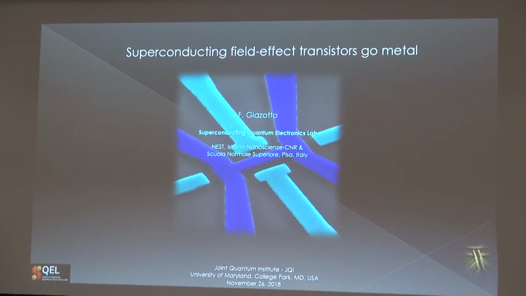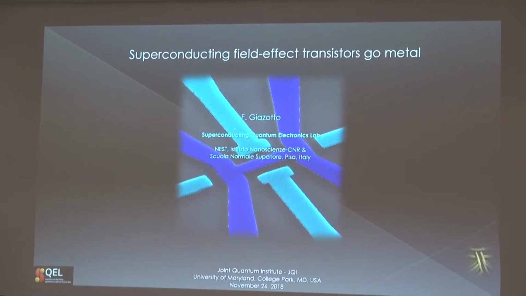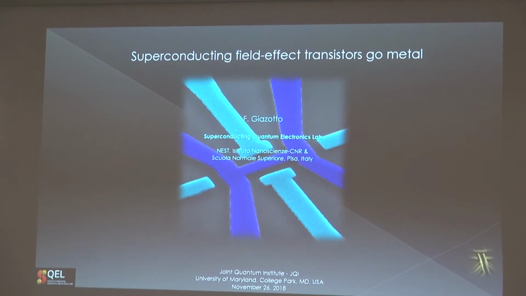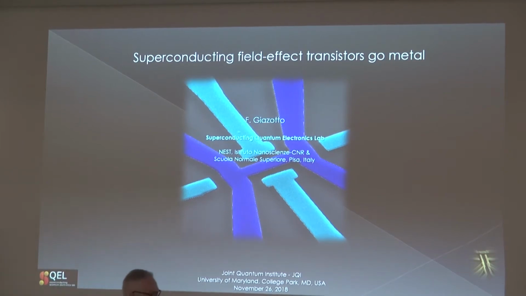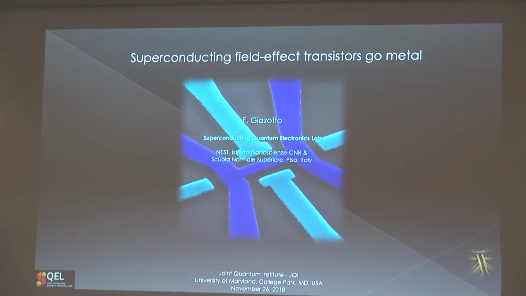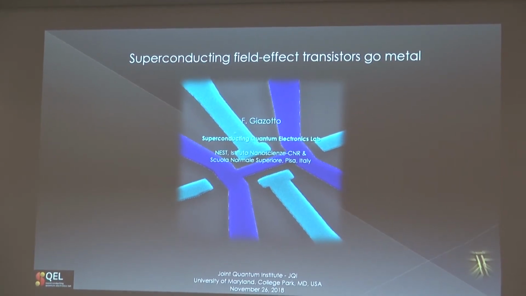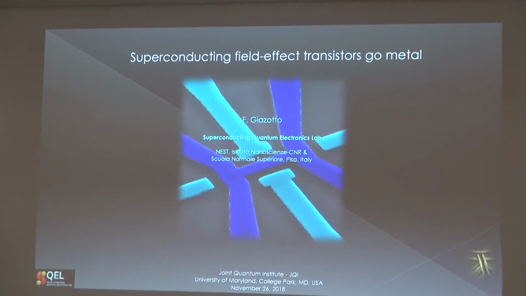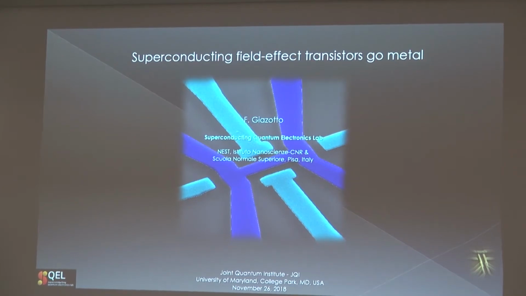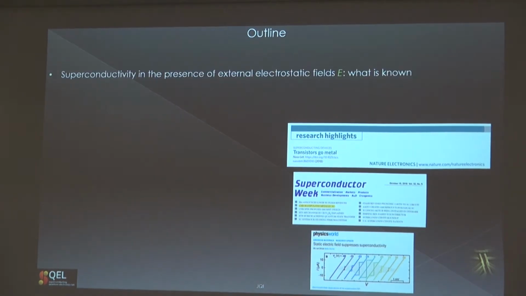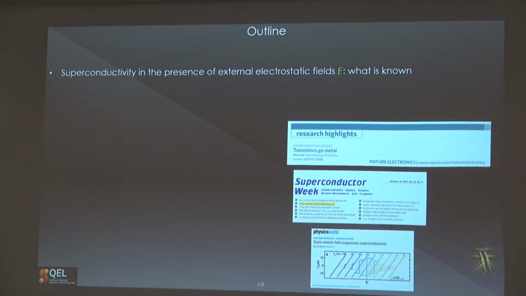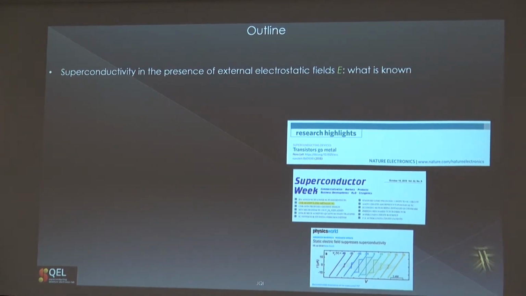So, in this talk, I will discuss the possibility to achieve field effects, conventional field effects in superconducting metals. Okay, something that has been looked for for many years, especially during the 60s and the 70s. And I will show that there is still a lot of room for the understanding and, let's say, the applicational point of view. So let's start with the outline of the talk. So I will introduce superconductivity in the presence of a static external electric field.